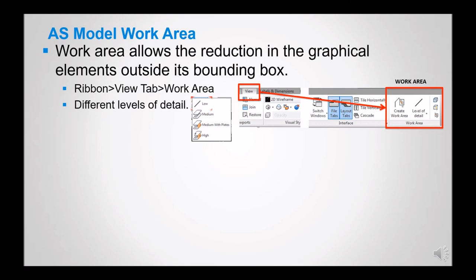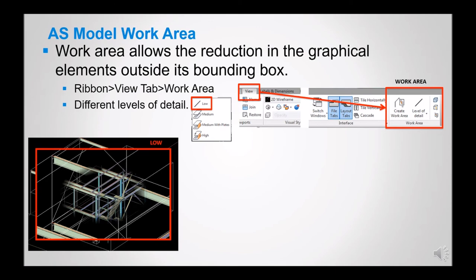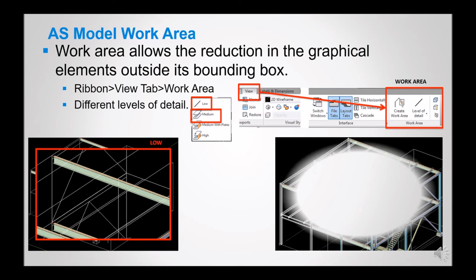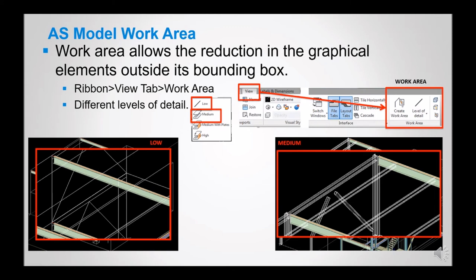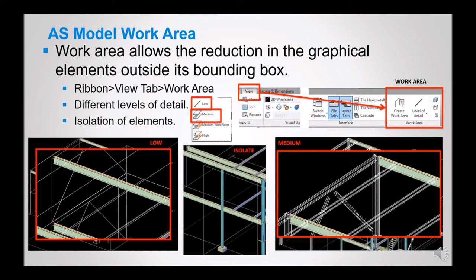Here we've just got a low level on the left hand side shown, so it just shows a line. But obviously a medium level will probably show the body of the object as well. These are the white elements shown here. Medium with plates just shows plate elements, and high is basically what you would see in a normal model. You can also use it to isolate elements as well, so you can turn all the other elements off outside the model view.